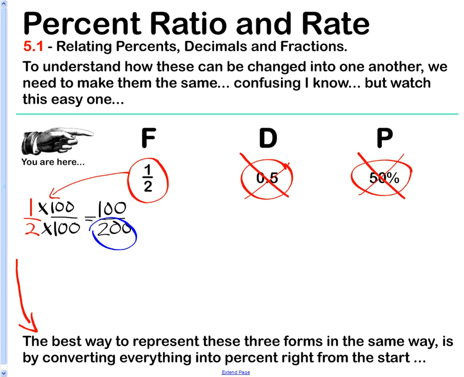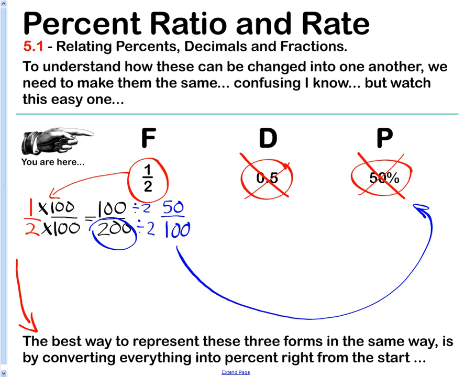Now, we need to convert this bottom denominator right here into 100. Using our mathematical skills, we know that if we were to divide this by 2, it would give us 100. Again, remembering what we do to the bottom, we have to do to the top. We divide the top by 2. When we divide the top by 2, we get 50. And when we divide the bottom by 2, we're now at 100. So we've taken our fraction and converted it into a fraction with a denominator of 100. So that 50 automatically tells us what our percent is going to be, because all percents, of course, are numbers measured out of 100. So we would call that 50%.